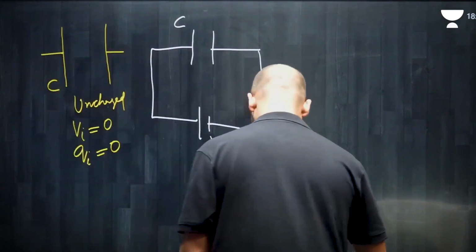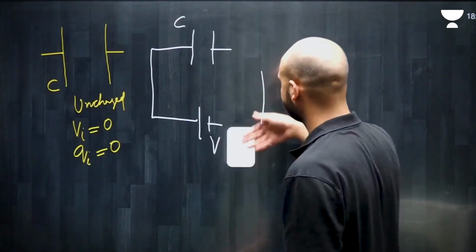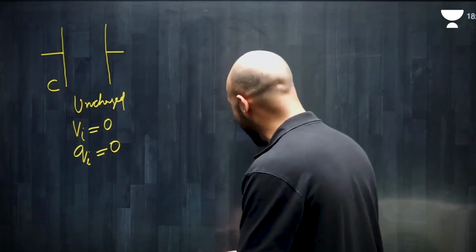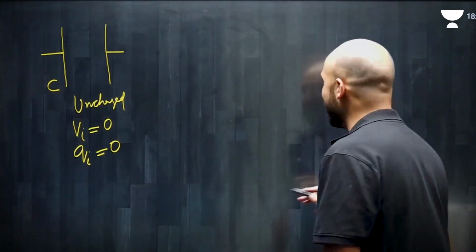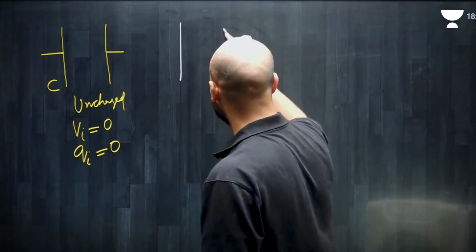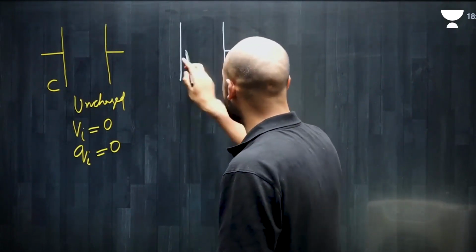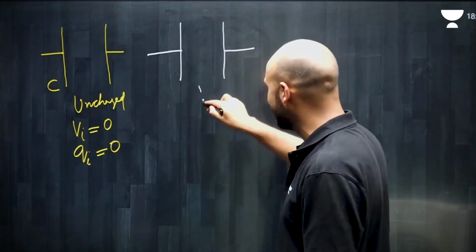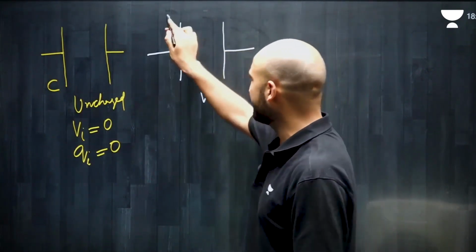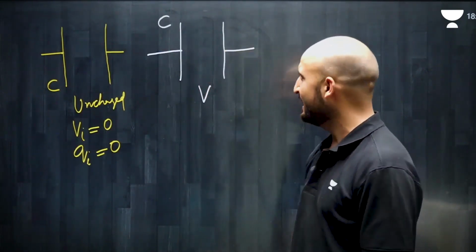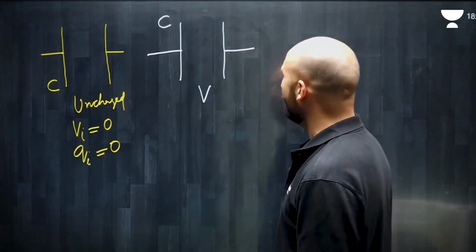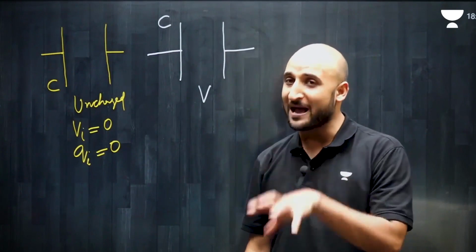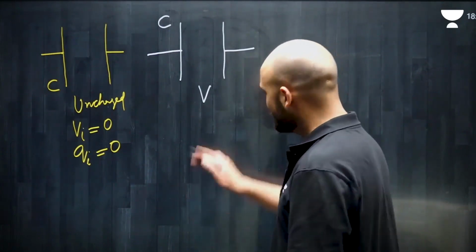That means this capacitor will be charged by the battery, right? Let's have a look here. I will remove the battery and assume that we have connected it to a battery whose potential is V. So the potential difference across the plates of the capacitor will again be V. Capacitance is C; capacitance will not change, right? Now let's see what will be the charge on the capacitor, because now the capacitor is charged.